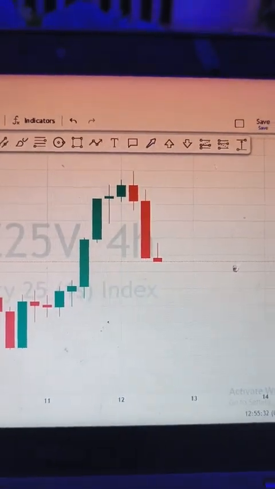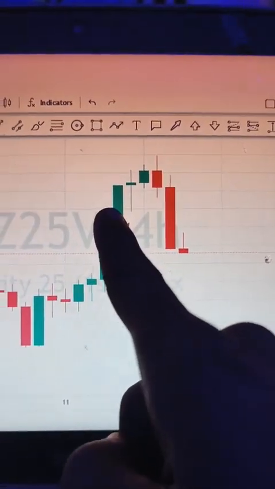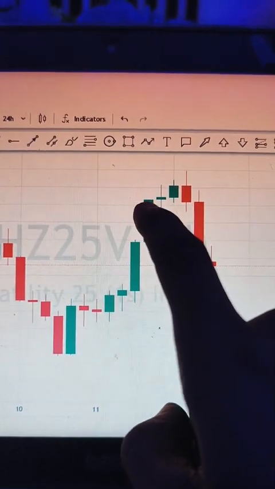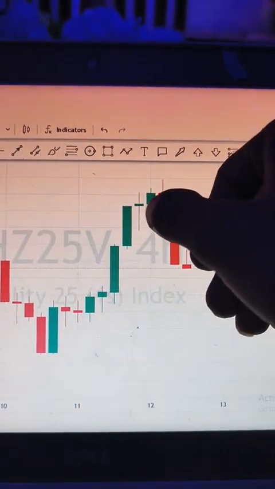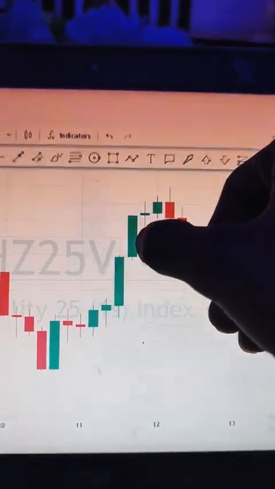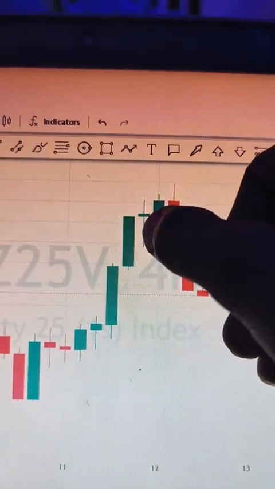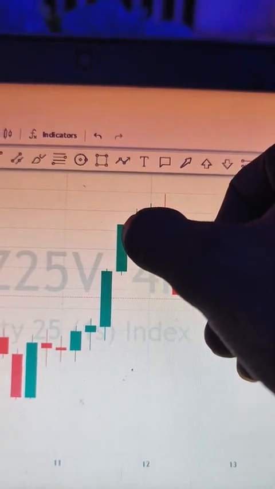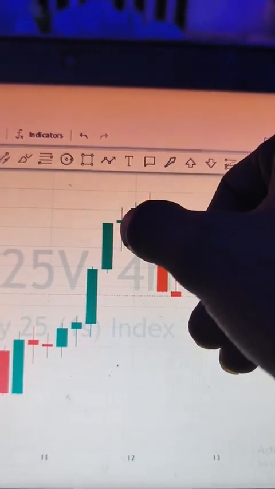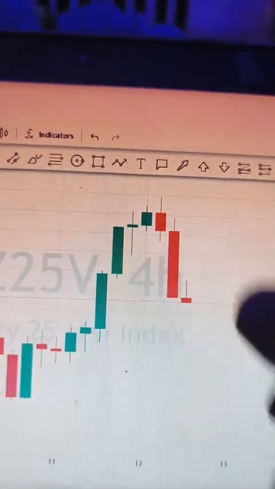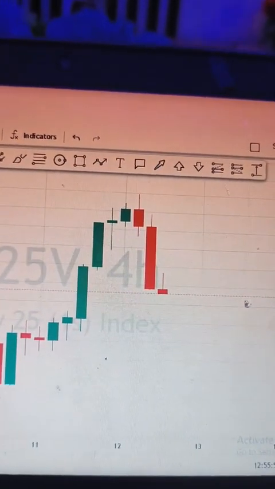Now let me tell you something you want to avoid. You see this one? Was there a wick on this candle? No. Which means entering this kind of trade is very wrong. Because why? This candle is not long enough, and this one does not have a wick that would have swept out the liquidity. So let me look for another perfect example.